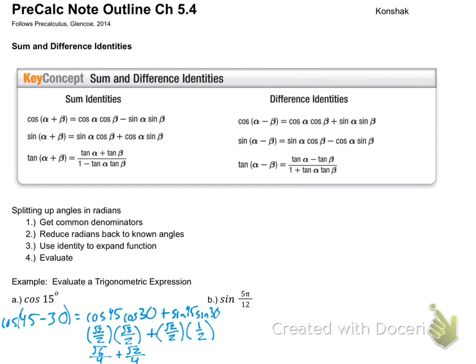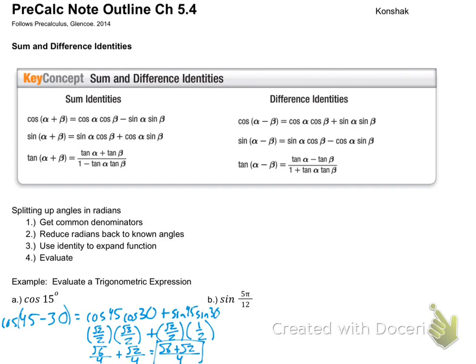Let's put these together. Now wait a minute. Question that comes up: can I take a square root of 6 and add it to a square root of 2? No, you can't. So you've got to keep them separated. So, yes, square root of 6 plus square root of 2 all over 4. And there's your answer.